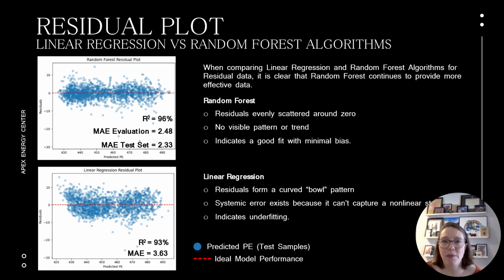Using mean absolute error on the validation set, the results were that the random forest had 2.48 with a 96% R-squared. Linear regression had 3.63 with 93% R-squared. Because the random forest model achieved a lower mean absolute error, I selected it as my final model with a final mean absolute error of 2.33.